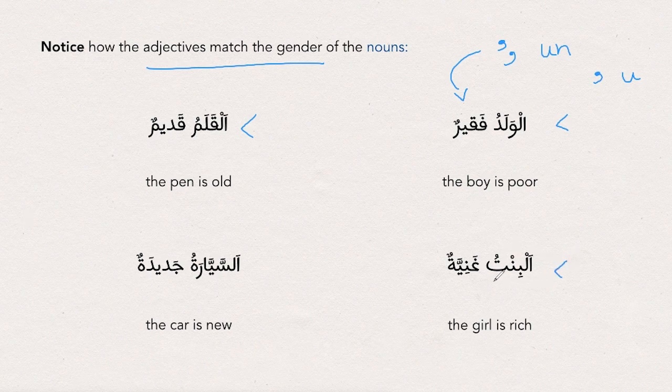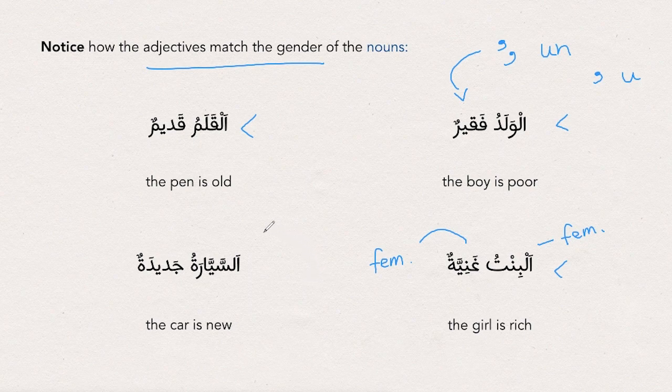Then we have al-bintu ghaniyatun. And following on from that, because the girl is a feminine word, because you're speaking about a girl, a female person, then your adjective, in this case rich, it's not ghaniyun anymore. It's going to be ghaniyatun with a ta' marbuta. Because just like the first part of your sentence is feminine, that second part has to be feminine too.